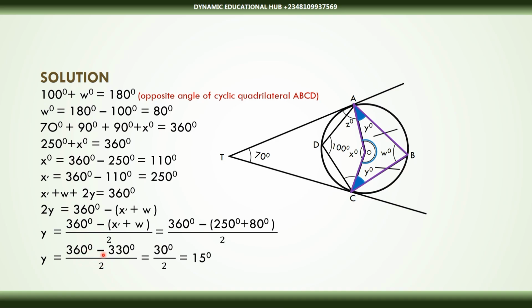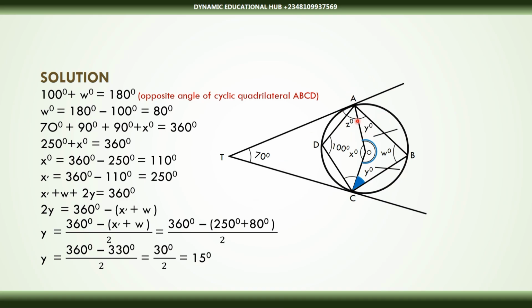360 minus 330 divided by 2. What is 360 minus 330? That is 30 degrees. Divided by 2, that will give us 15 degrees. Now to the last question, which is our Z. We want to find the value of our Z. To find the value of Z, this is the angle that we want to find, which is Z.